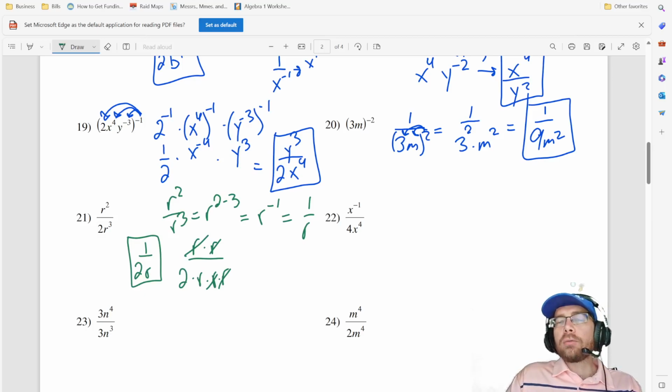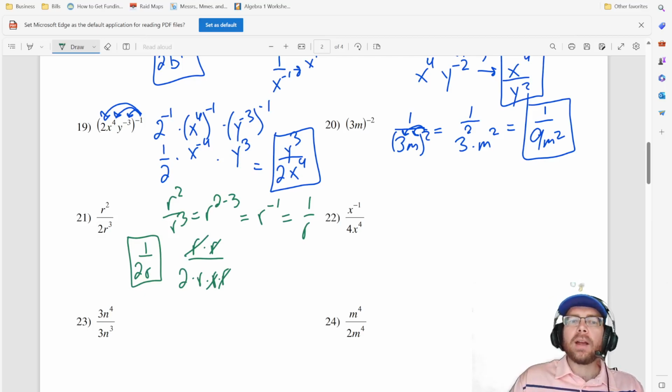So what's left over is going to be the difference. The difference in power is what's left over after you're done slashing, aka subtract, difference or subtract. So that's what happened there. All right, 22, we're going to need to flip the x. You can go ahead and subtract now if you want.